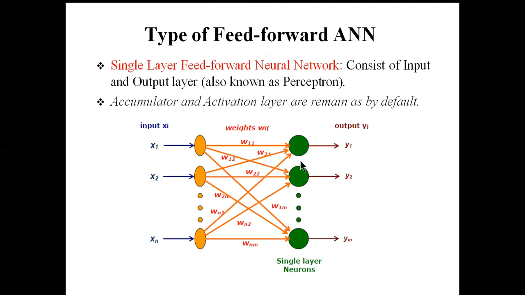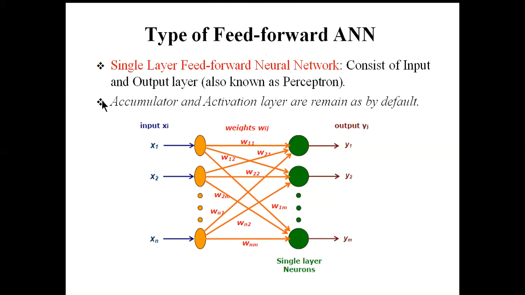Like this one, if this is output node 1, then W11, W21, Wn1. Okay, this one the second, so the weights W12, W22, that means W22 is the weight between the second output node and the second input node. Okay, this is Wn2. And similarly W1m, and this one is Wnm. Okay, like this. So this is basically a single layer network, and it is also known as the perceptron.